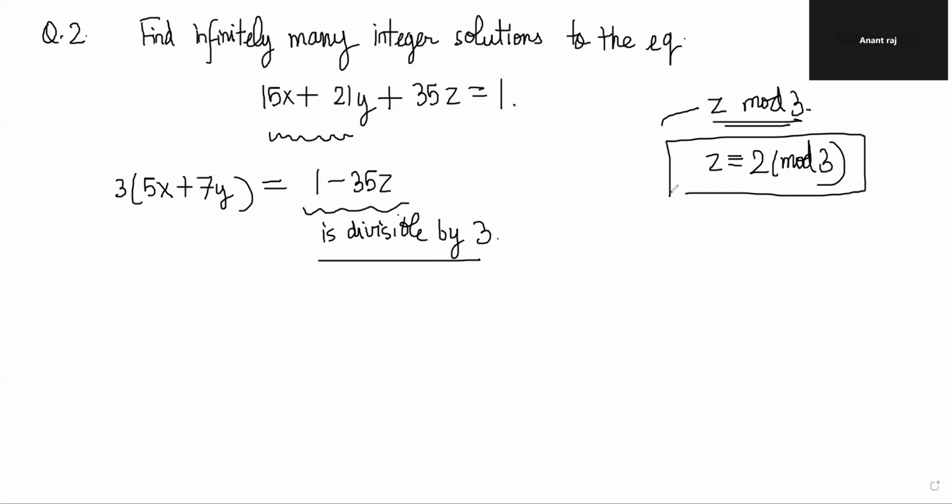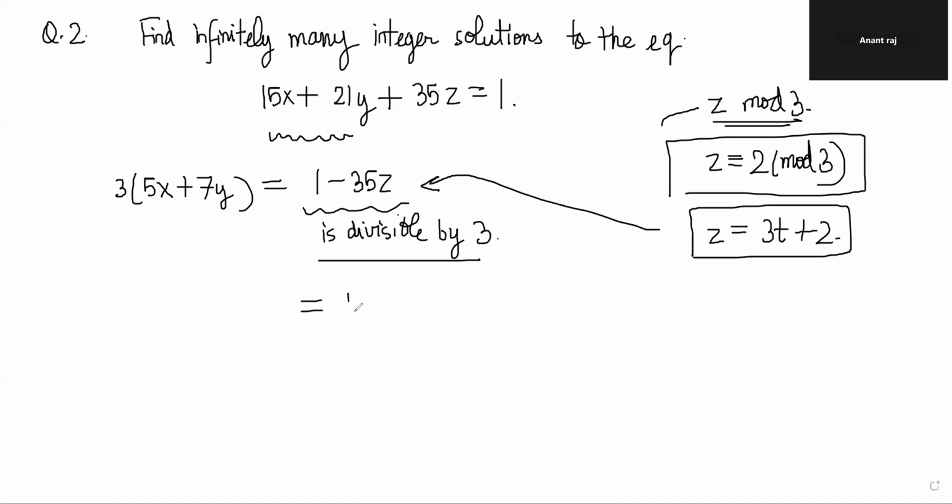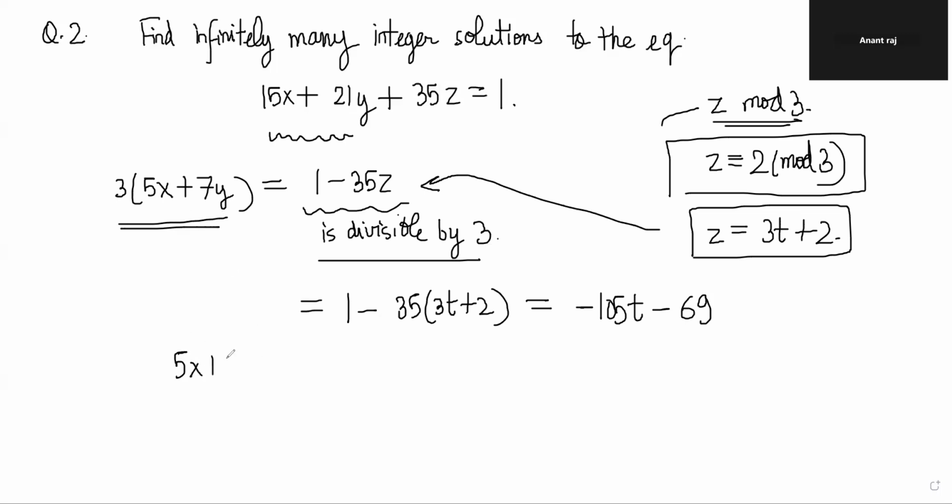So now if I put z as 3t plus 2 in this equation, what am I getting? 1 minus 35 into 3t plus 2. I'm getting minus 70, so minus 69 and minus 105t, so minus 105t minus 69, right? And I can cancel the 3 now from both sides. And I am getting 5x plus 7y is equal to minus 23 minus 35t. Correct?